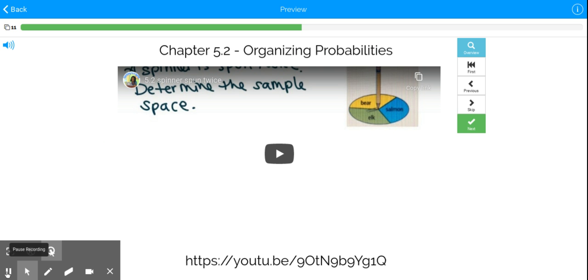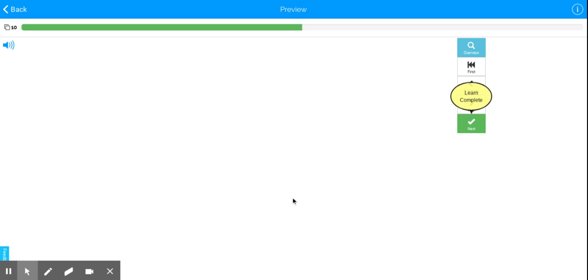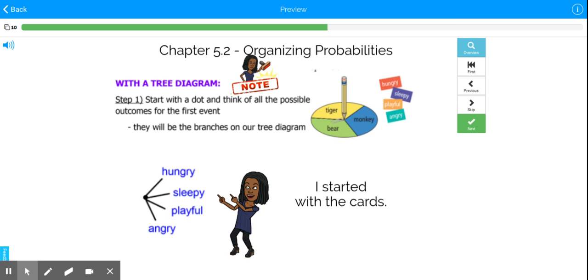Okay, now we talk about tree diagrams. With the tree diagram, you're going to start with this little dot here and think of all the possibilities. For this one, we're starting with the cards: hungry, sleepy, playful, angry. We just list them out. List out those branches. So yes, you're going to write this down. This one's a little bit trickier, just a little bit. Next, you think of all the possible outcomes for our other events. Remember, we started with the cards this time. Now we move on to the animals.